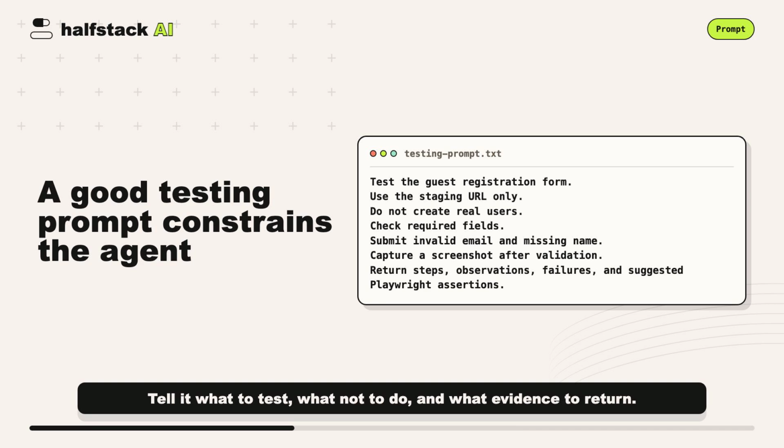For this demo, the prompt says, use the staging URL only, do not create real users, navigate to the guest registration form, check required fields, submit invalid email and missing name, capture a screenshot after validation, and return the exact steps, observations, failures, and suggested Playwright assertions. The prompt should also ask the agent to stop and ask for confirmation before destructive actions. That one sentence prevents a lot of avoidable damage.